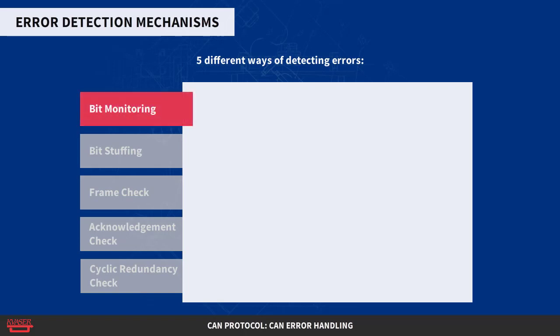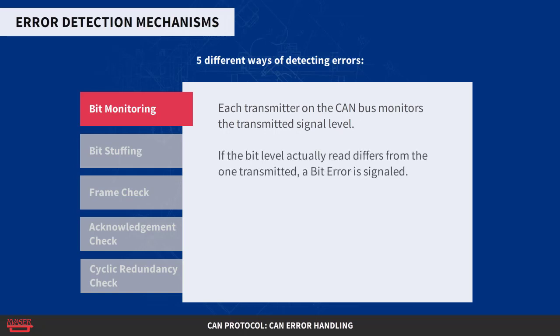Number 1, bit monitoring. Each transmitter on the CAN bus monitors, that is, reads back, the transmitted signal level. If the bit level actually read differs from the one transmitted, a bit error is signaled. No bit error is raised during the arbitration process.